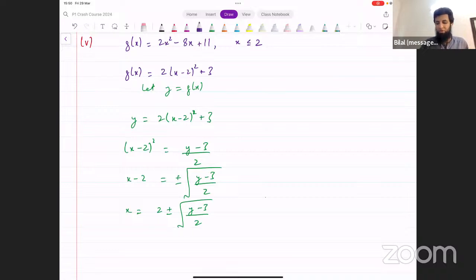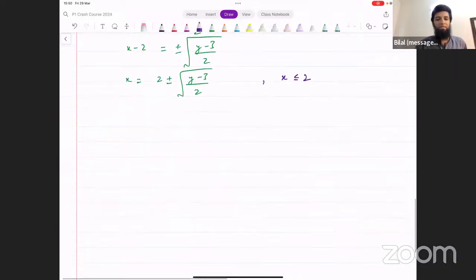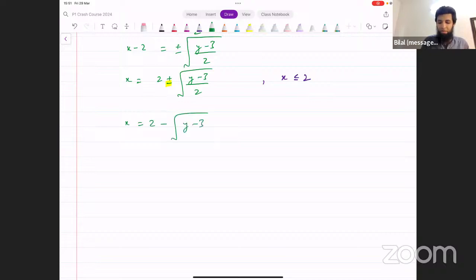And now what's the domain of the function given? The domain of this function is x less than or equal to 2. So now you need to decide between plus and minus. If x is supposed to be less than or equal to 2, do we have to add something to 2 or subtract something from 2? We will have to subtract something. 2 minus something will give us a value that's less than 2. So what do we choose from here? Minus. So it becomes x equals 2 minus square root of y minus 3 over 2.